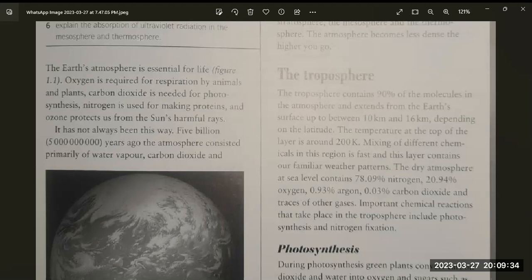So it says here, the dry atmosphere at sea level contains 78.09% nitrogen, 20.94% oxygen, 0.93% argon, 0.03% carbon dioxide, and other trace gases, right? But at this point in time, I think that percentage of carbon dioxide at 0.03 has increased. Absolutely. It has significantly increased.